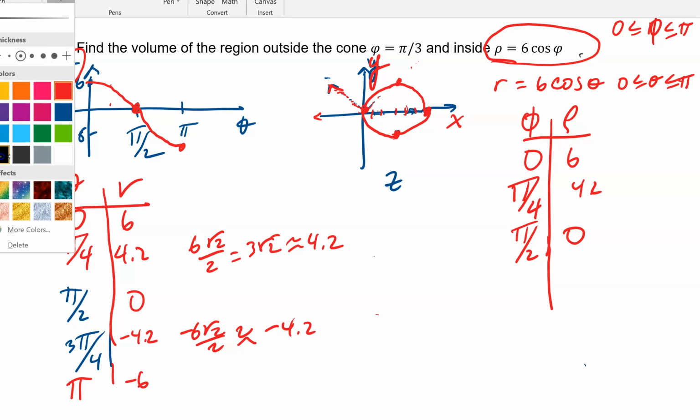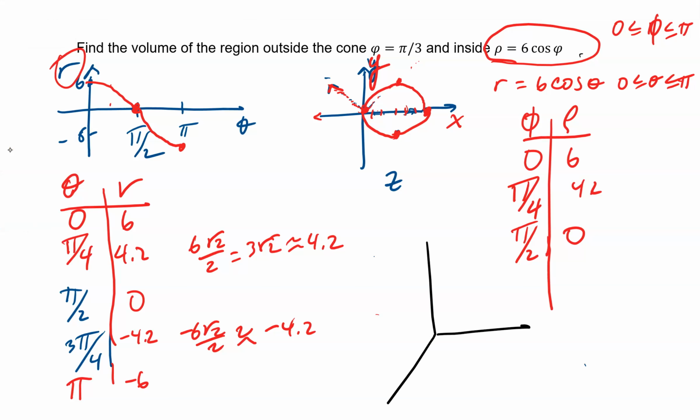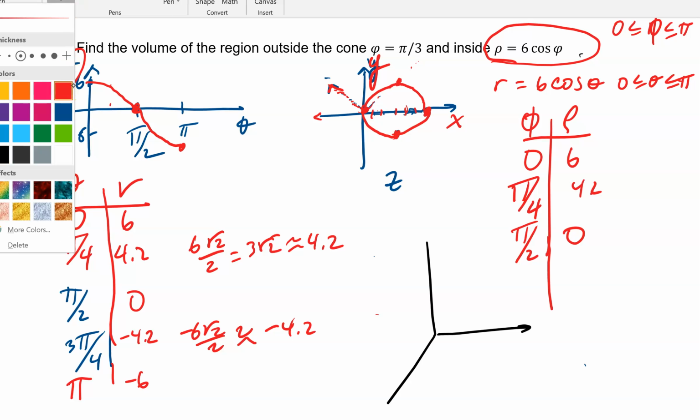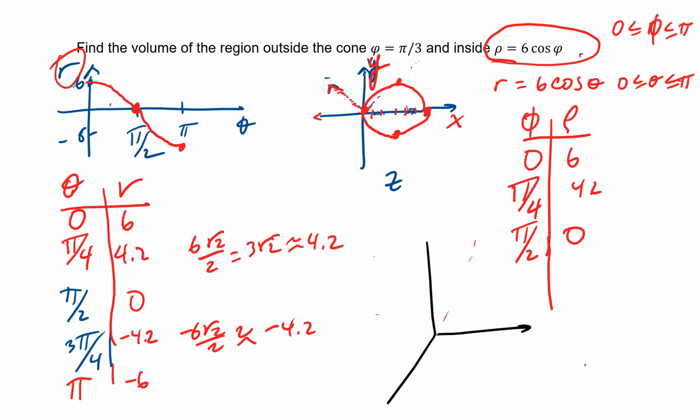So let me draw my coordinate axes. When I pull this angle phi, when phi is equal to 0, so when I'm straight up on the z-axis, I'm going to have a rho of 6, so this is going to go up 6 units. When phi is equal to pi over 4, over here, we end up with that length rho of about 4.2. And when we get to pi over 2, we're back at 0 again. So that's going to draw the right half of this circle.